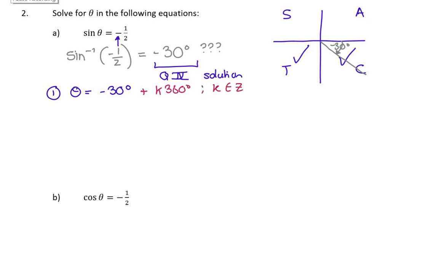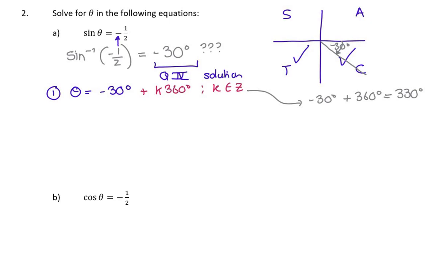Now, if you go back to question 1, you'll notice that the 4 cousins were 30, 150, 210, and 330. And this isn't one of the 4 cousins, but careful, it is. If you take negative 30 degrees and you add 360, which you are allowed to do as many times as you want, you get 330 degrees.